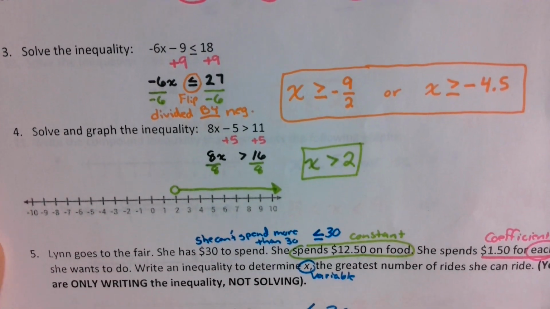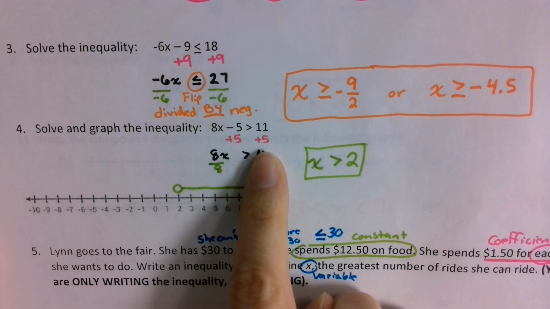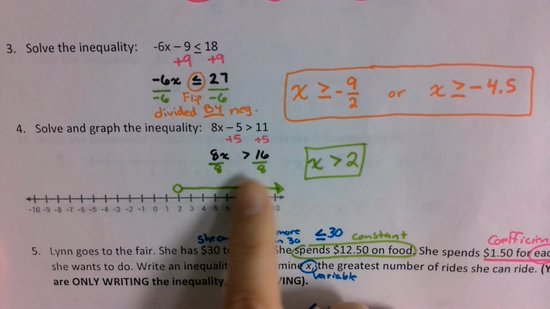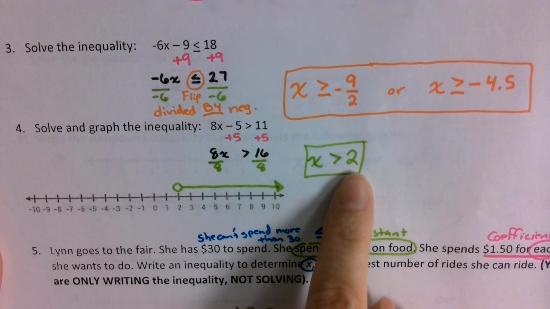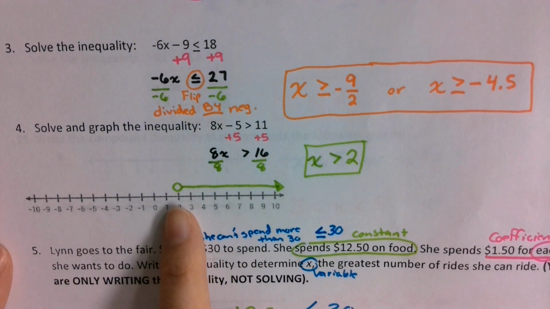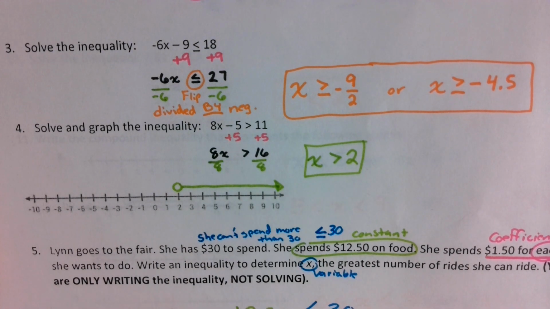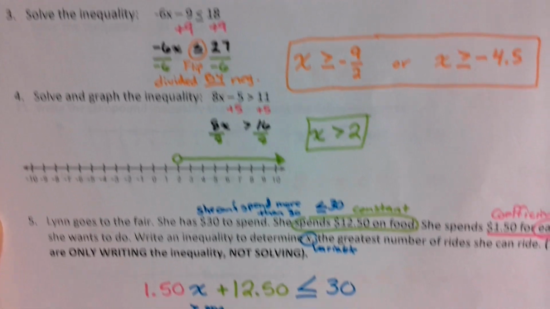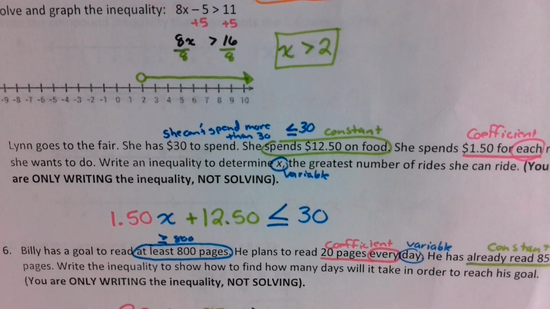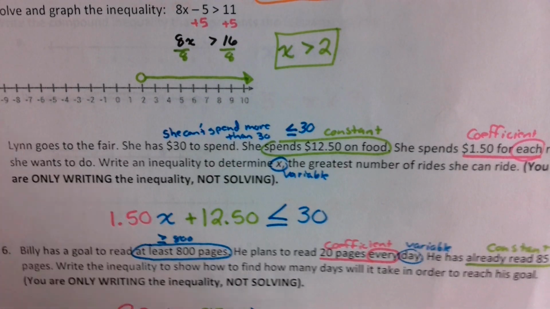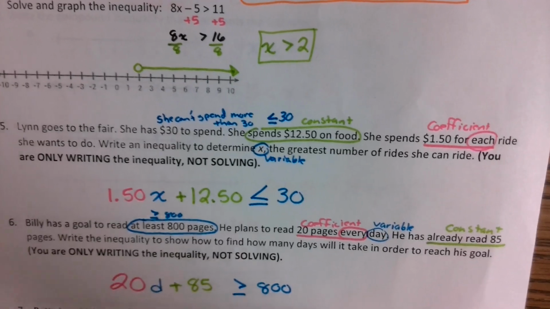For problem number 4, you would be adding 5 to both sides and then dividing it by 8. That would come out to x is greater than 2. It would be an open circle at the 2 going to the right. Problem number 5, all you are doing is writing the inequality. You are not actually solving it at all.